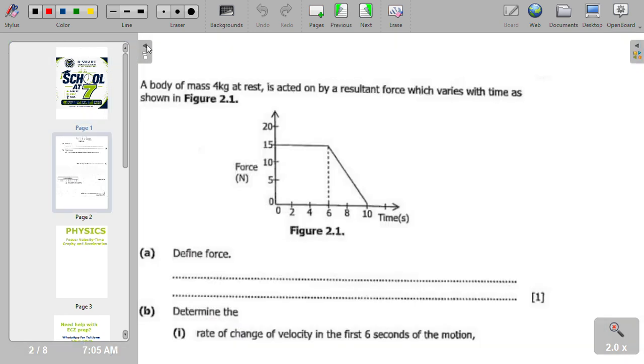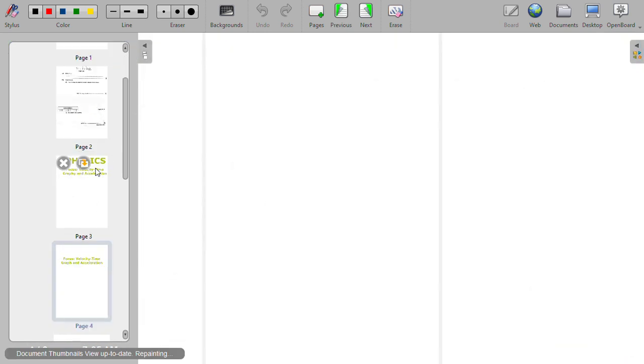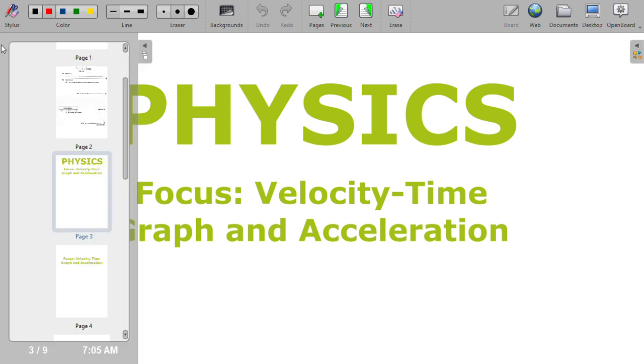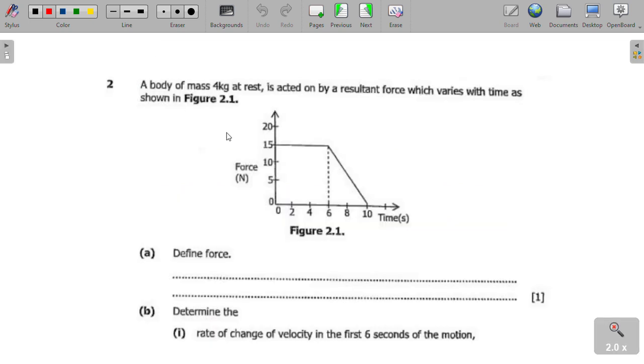Okay, so today we are focusing on physics, particularly the velocity-time graph and acceleration. Okay, so let's start. Here's the question. I'll read it.